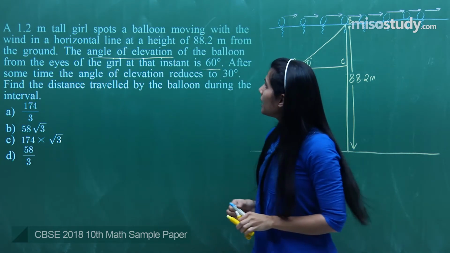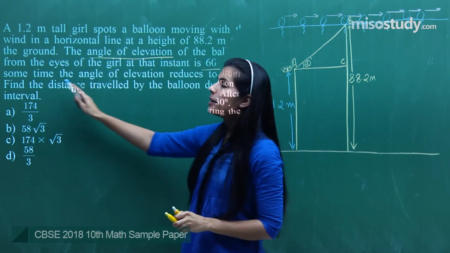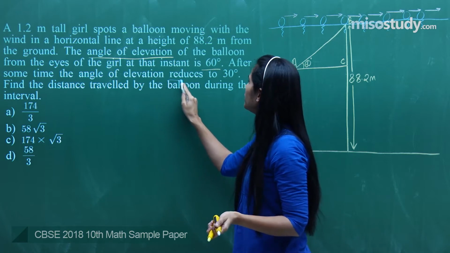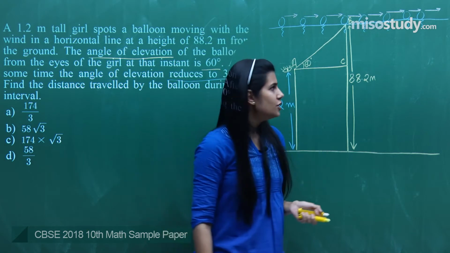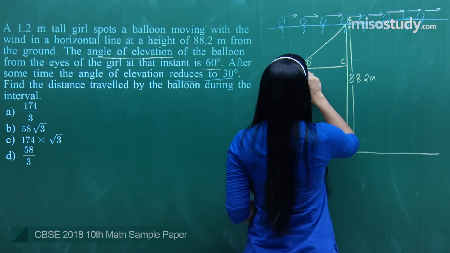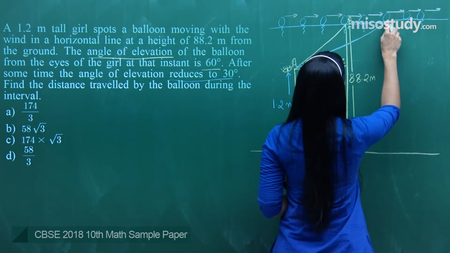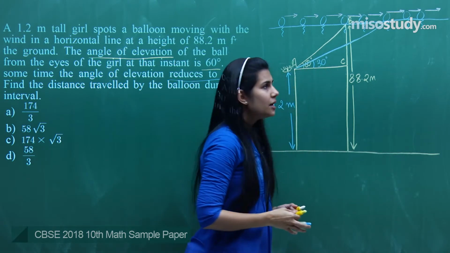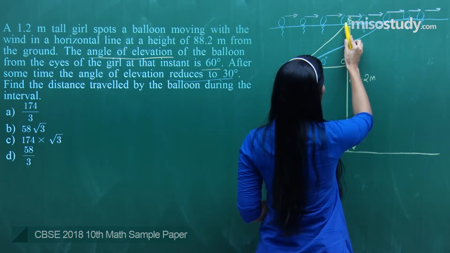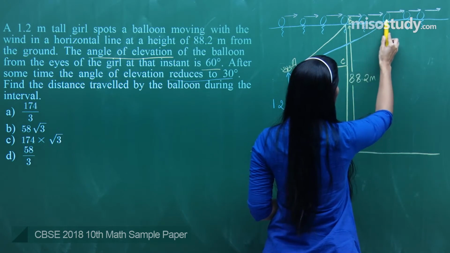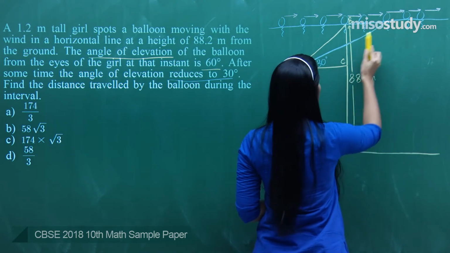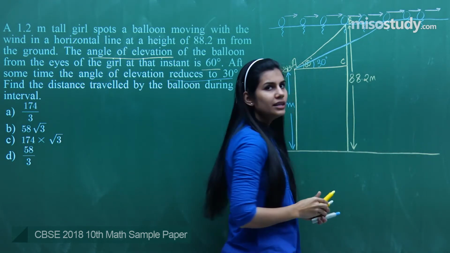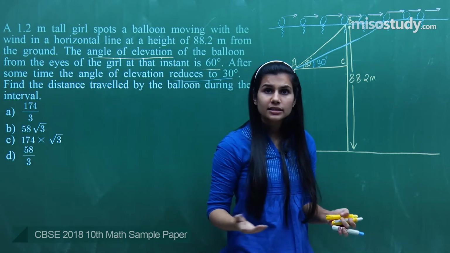After this, let's see what happens. After some time, I don't know how much time, the angle of elevation reduces to 30 degrees. So the girl's angle of elevation reduces to 30 degrees because the balloon keeps on moving. The balloon moves here, and when the observer is watching the object, the angle of elevation reduces to 30 degrees.